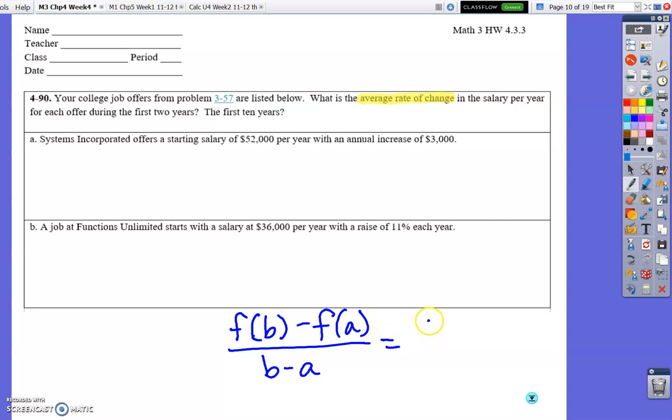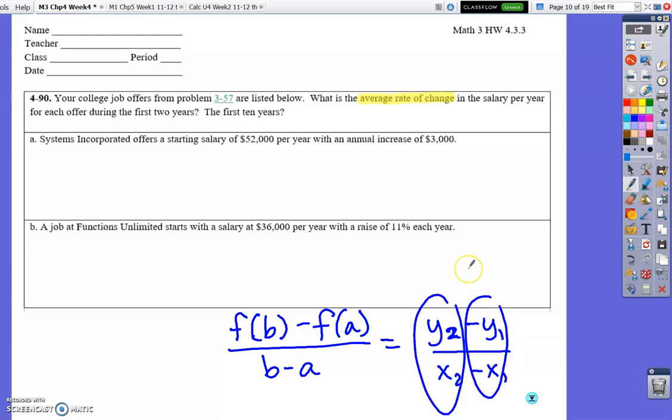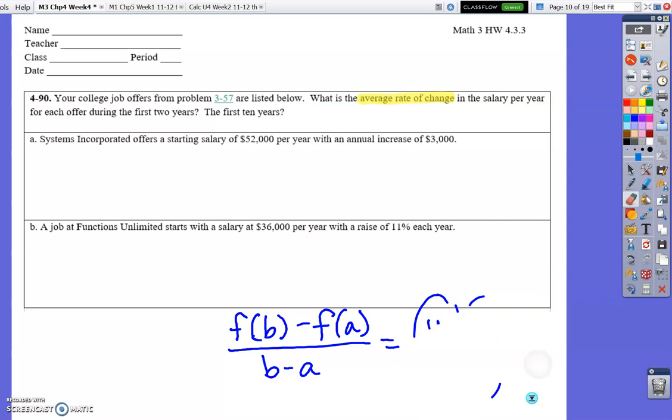Average rate of change is the same exact formula as y2 minus y1 over x2 minus x1. Basically, it's one ordered pair and another ordered pair, and we subtract. So it's really, really straightforward. It just looks overly complicated. It's not. So basically what we're going to do is see what it says.